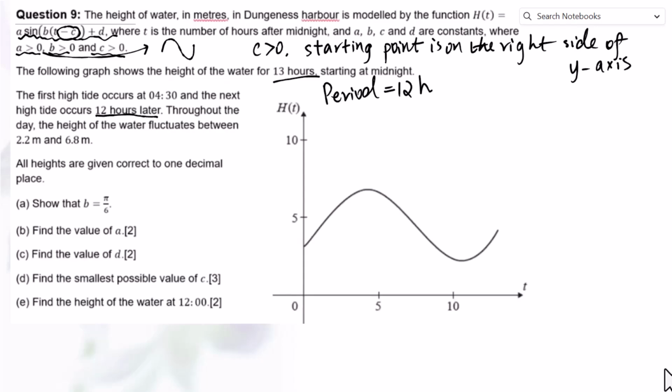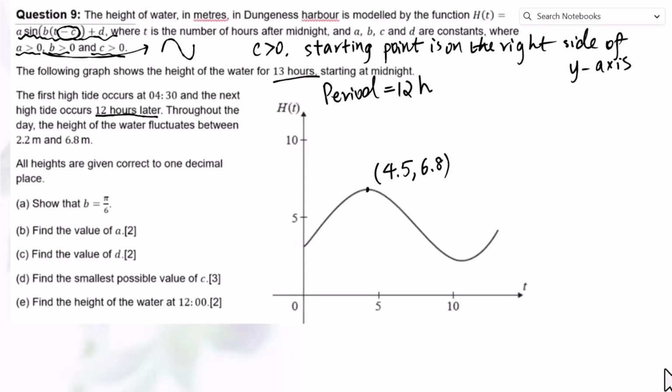Throughout the day, the height of the water fluctuates between 2.2 and 6.8. Based on this information, we know the maximum point is (4.5, 6.8). All heights are given correct to 1 decimal place.